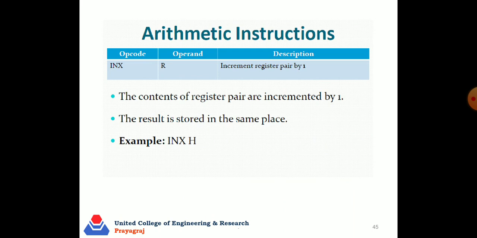INX. In the previous instruction it was INR; here it is INX. As we previously told, the X means register pair. So INX means register pair. Here INX is the opcode, and the operand may be any register pair like B, C, D, E or HL. So it directly increments the register pair. So the meaning of INX H is HL plus 1. After execution of this instruction, whatever content is in the HL pair is incremented by 1.